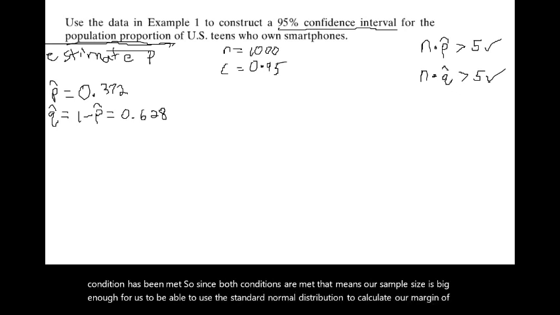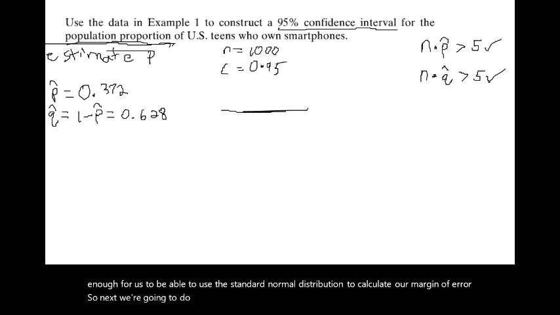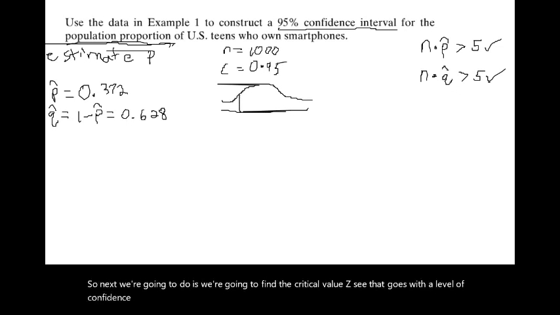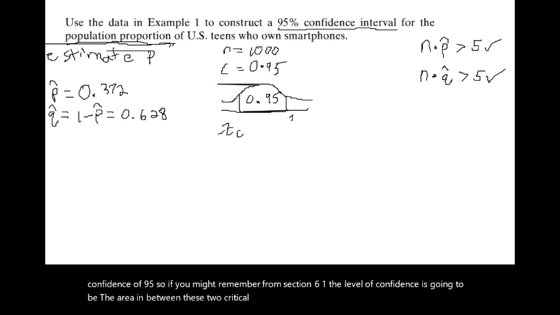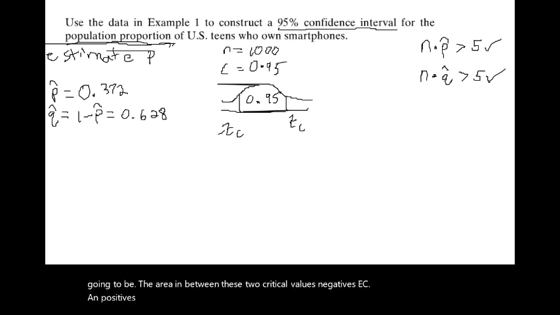So next what we're going to do is find the critical value ZC that goes with a level of confidence of 0.95. If you might remember from section 6.1, the level of confidence is going to be the area in between these two critical values, negative ZC and positive ZC.